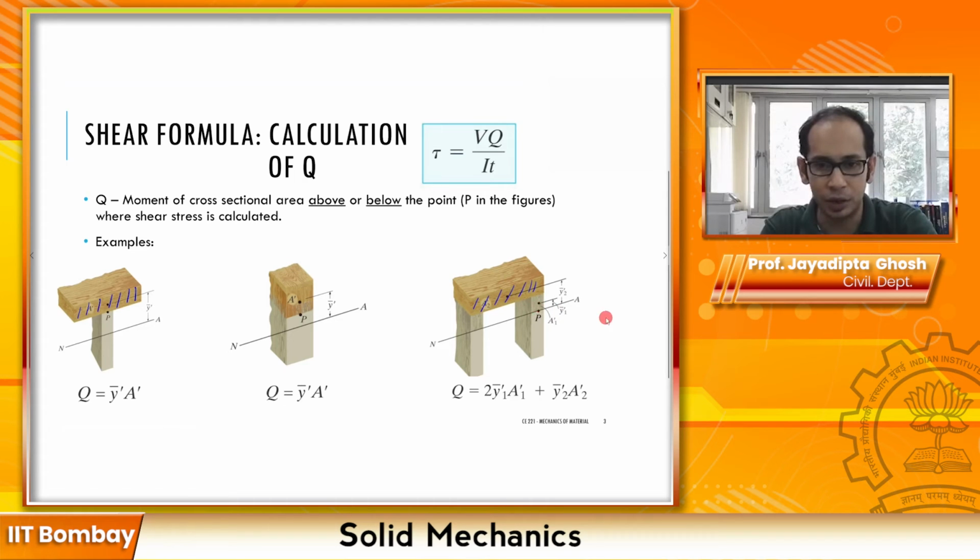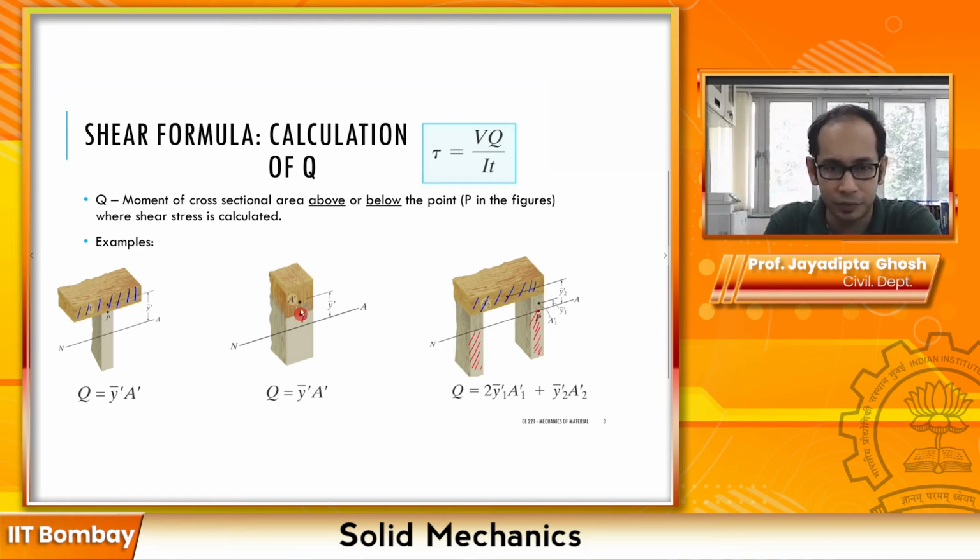So that is not marked over here. This area is your A1 prime times this distance, and twice because you have two chunks over here, one on the left and one on the right. Now this is also an example where instead of going above the neutral axis and considering this area to calculate Q, you could have considered this and this as well. Your point P, in this case, lies exactly on the neutral axis, so you could have considered this one as well, right?